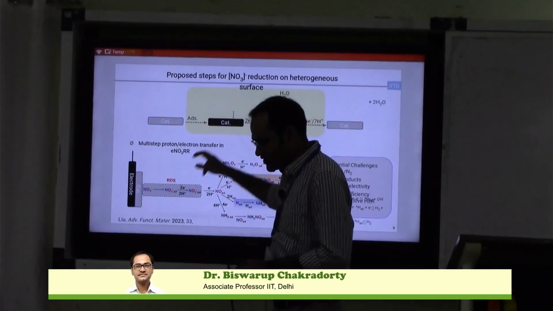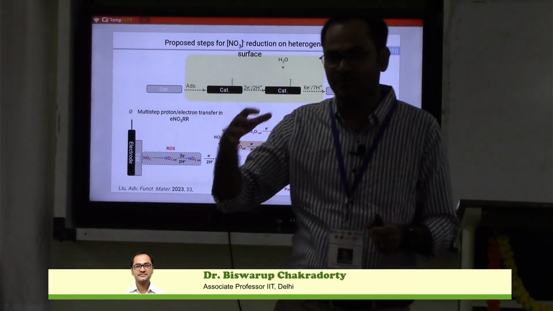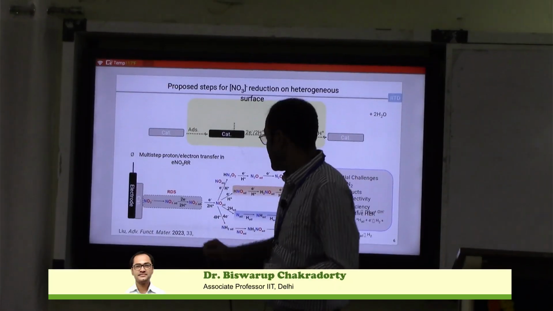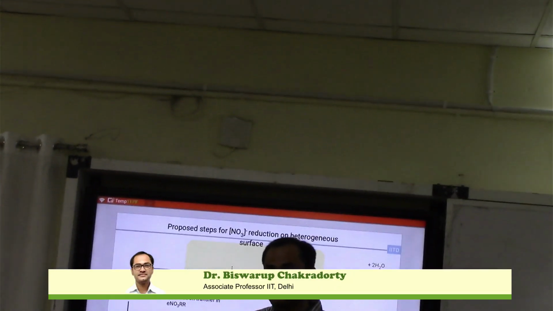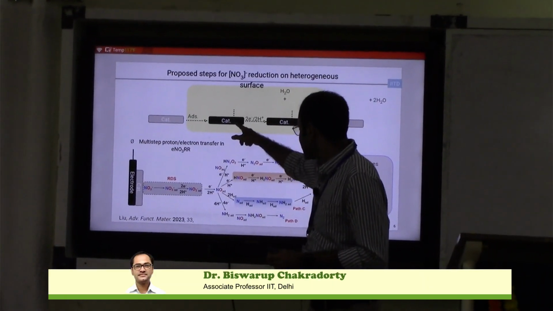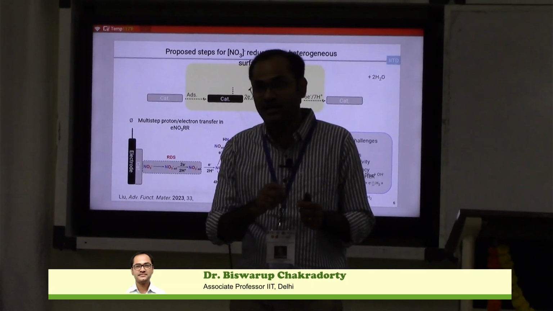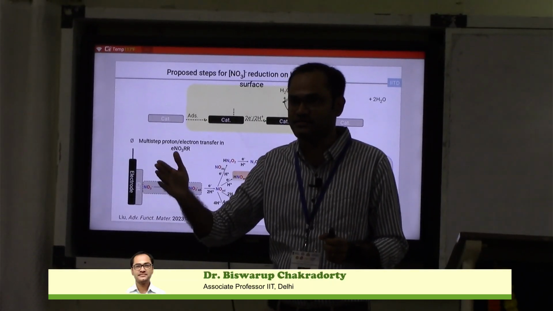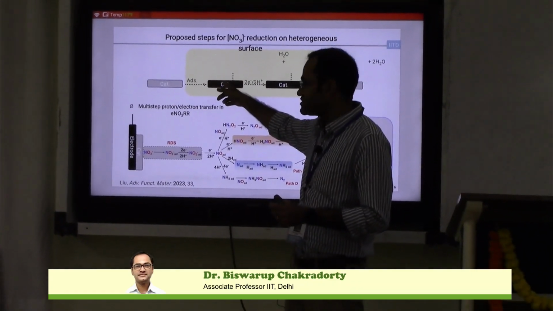All right, so this dotted line indicates that the nitrate is coming from the top and it is attached to here, and this particular step we know as the adsorption of nitrate. Now later on it has been observed that this reaction does not occur in one go, it needs some sequential reactions. So the first step is the adsorption of the nitrate on the surface.